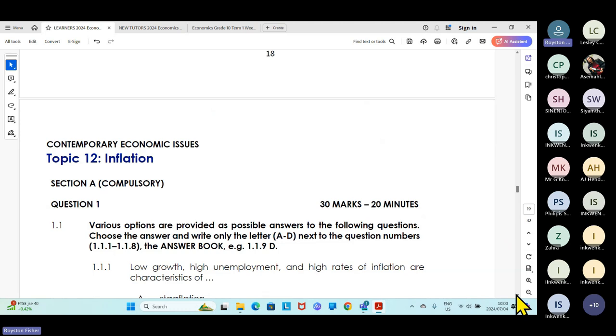You have your introduction, body, additional and conclusion. Introduction is your definition of the particular topic. Body is what the question asks you. Additional is basically a higher order question as well. And that's 10 marks as well as your conclusion as well.